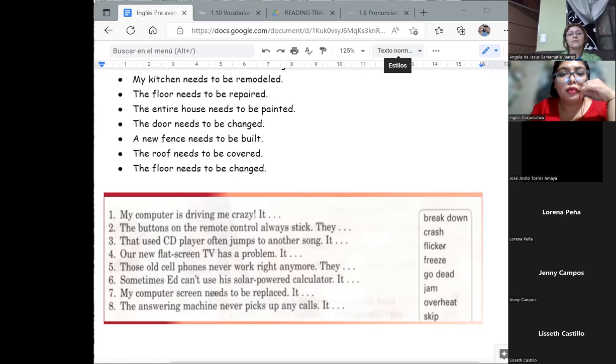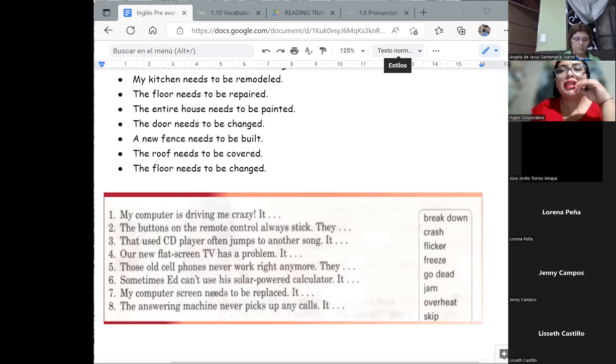Freeze. What other word? Freeze. Good. Flicker. Good. And the last one, number eight. Breakdown. It can say breakdown, but also go dead, because maybe in that case it doesn't have any sound, because it is not picking up any call. So we can use go dead too.